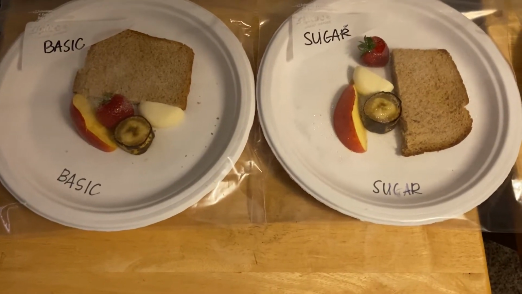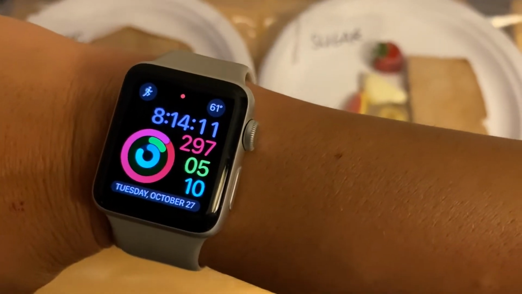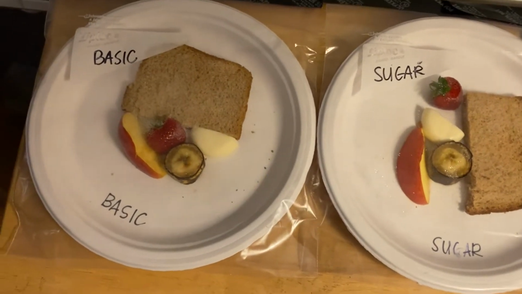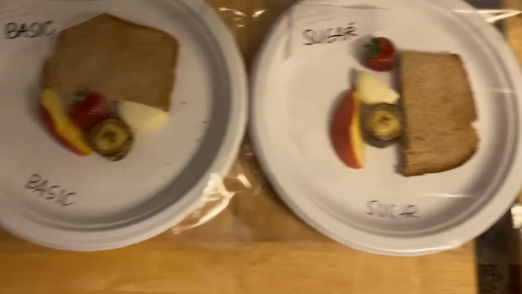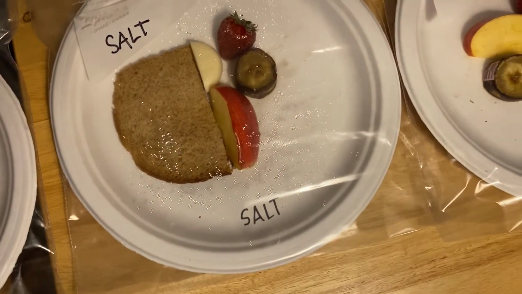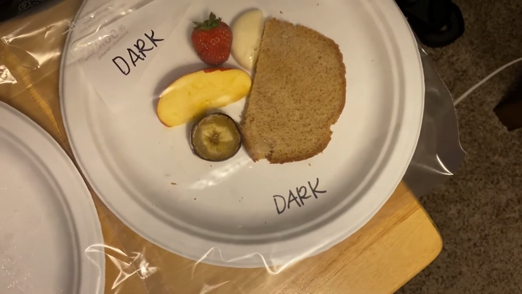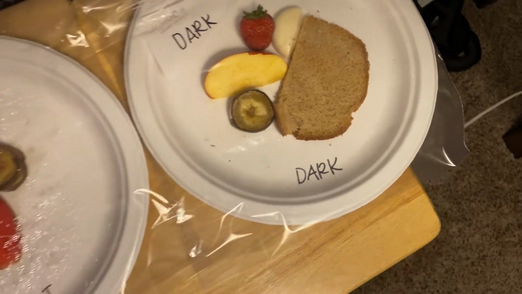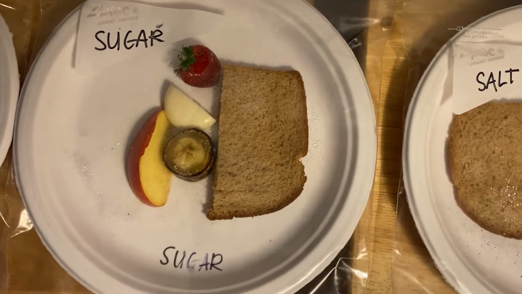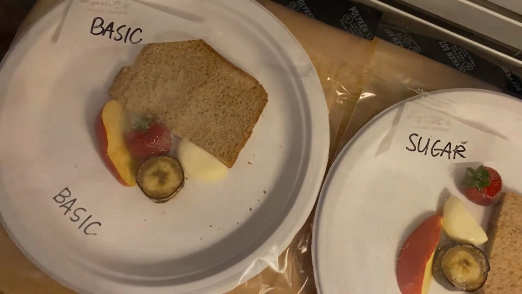Okay, so it is day 2 and it is a little late. It's 8:14, Tuesday, October 27th. And let's take a look at our 4 different mold terrariums. Here's your basic, sugar, salt, and dark. What do you notice? Any mold yet? Okay, we'll see you tomorrow.